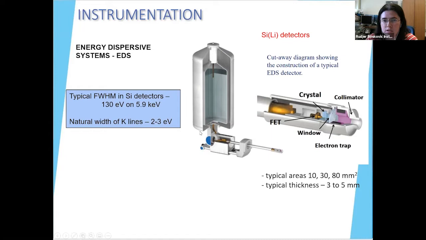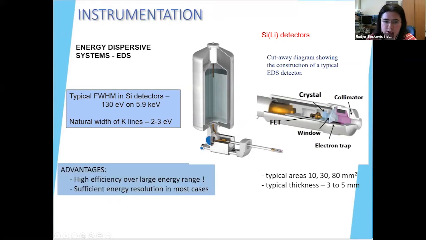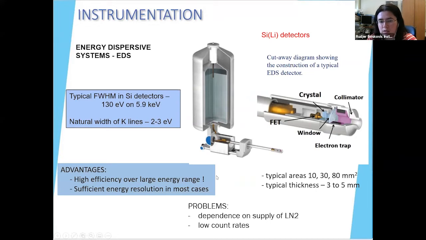The only thing you have to take into account is that you need a cryostat, because this type of detector is cooled with liquid nitrogen. The advantage is that these Si(Li) detectors have very high efficiency over a large energy range, and sufficient energy resolution in most cases. But the disadvantage is that you need a liquid nitrogen supply, and also they have low count rates.